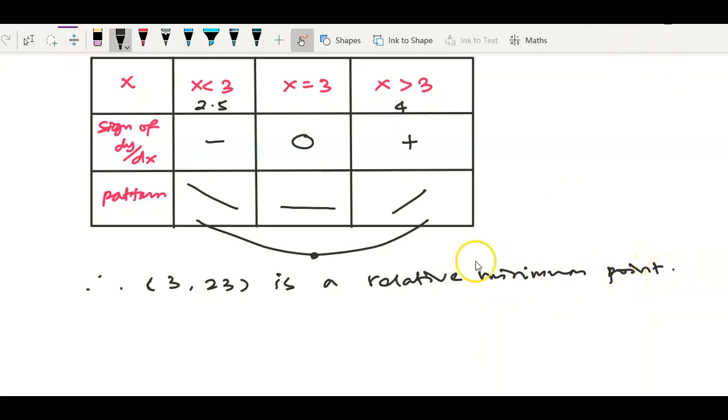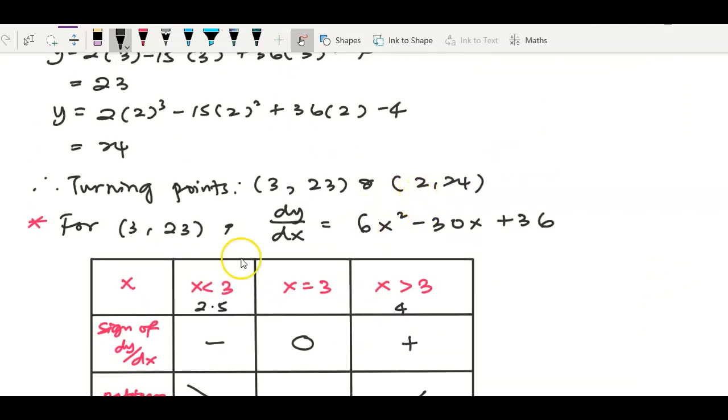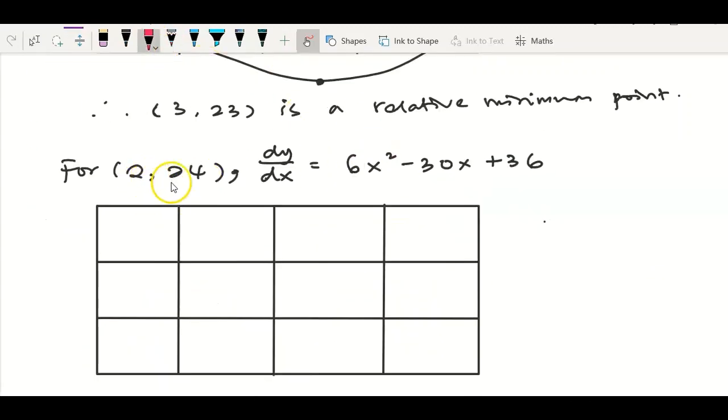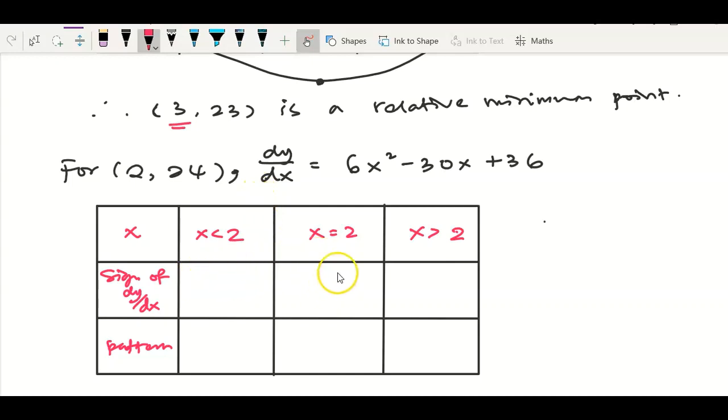And you can use the same approach to check for the point (2, 2, 4). For point (2, 2, 4), dy dx is given here. And here is the x. This is the sign of dy dx. And the last one for the pattern of y. In the middle, we have x equals 2. Here, you substitute x less than 2 and x greater than 2, which is very close to 2. We're not going to substitute 3 because 3 is one of the stationary points. Then substitute x equals 2 into your dy dx. Confirm, you will get 0.